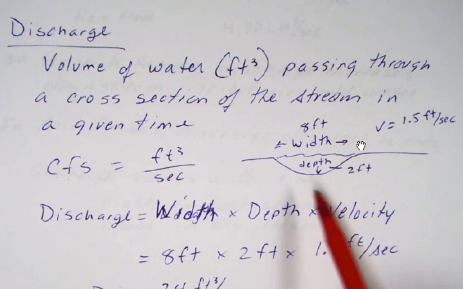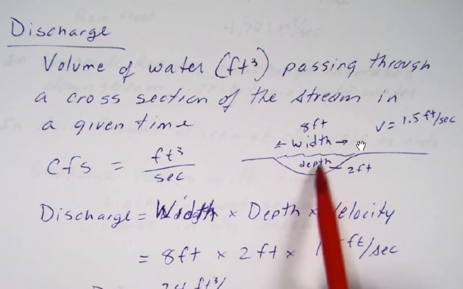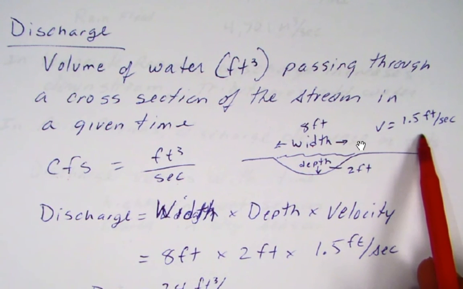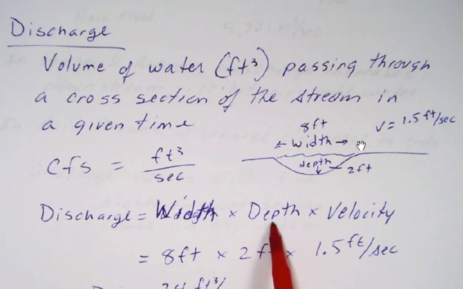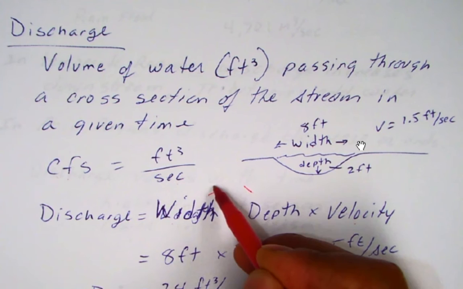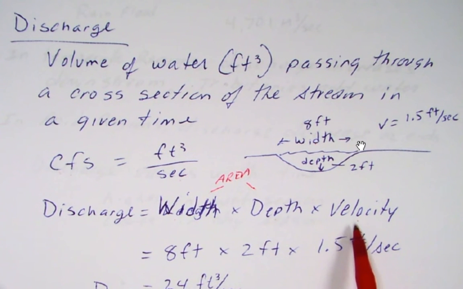So if we have a river, let's say the river is about 8 feet wide, the depth is about 2 feet, and the velocity is about 1.5 feet per second. So the discharge will be the width times the depth times the velocity, right? Remember, the width and depth basically make up the area, and you have to measure those, and then we have to have some sort of flow meter to measure how fast the water is moving.